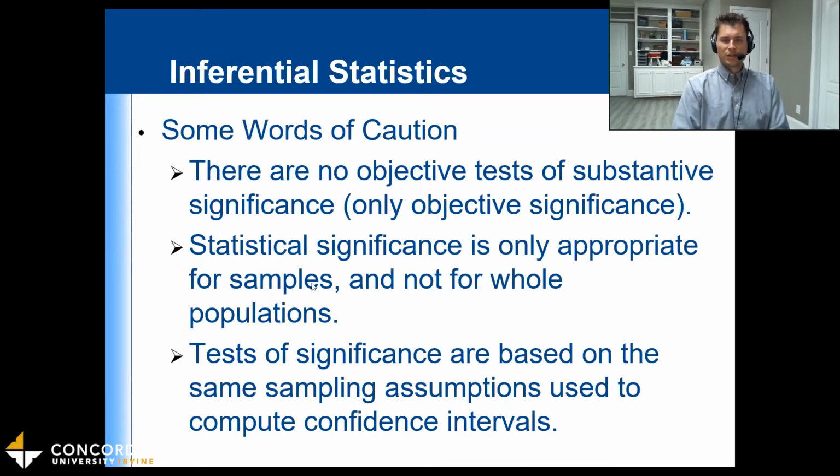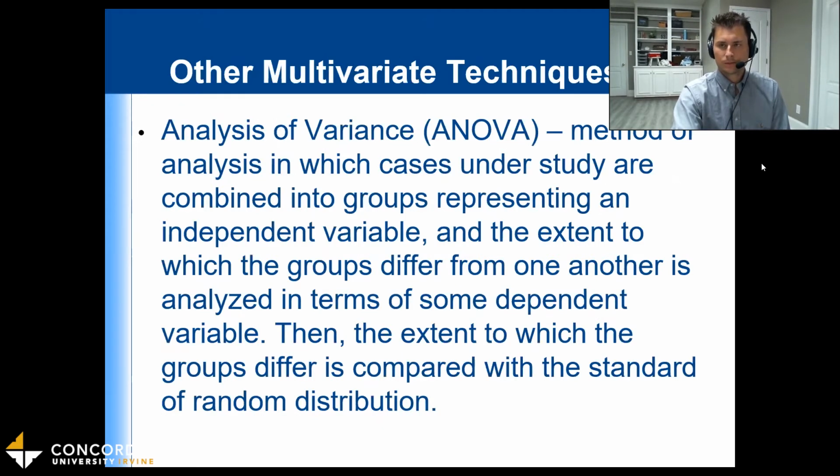Here are some words of caution, just some advice here. There are no objective tests of substantive significance, only objective significance. Statistical significance is only appropriate for samples, not the whole population. As we've discussed, your sample size is what is represented here. Tests of significance are based on the same sampling assumptions used to compute confidence intervals. All right, so just be aware of those things.